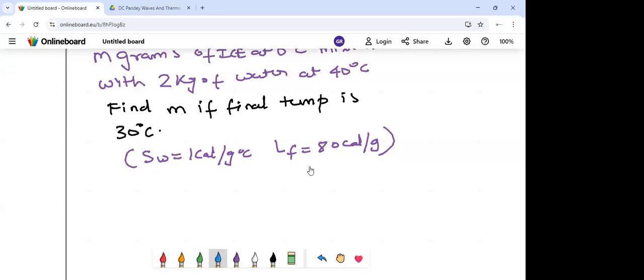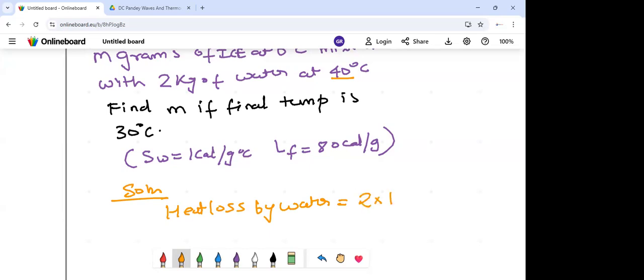Here, what is the logic and how are we going to proceed with such a question? Water is receiving heat. Sorry, ice is receiving heat and water is losing heat. So heat loss by water will be how much? It will be 2 into 1 into 10.